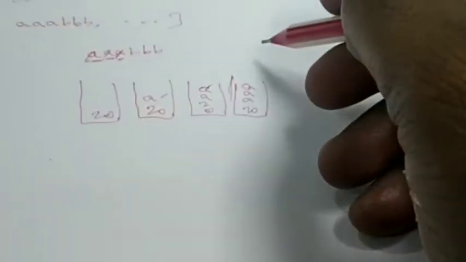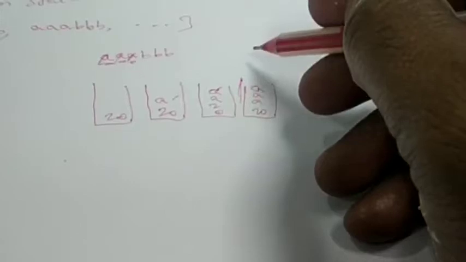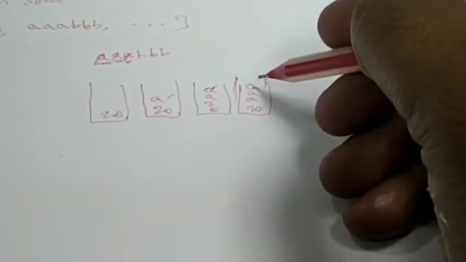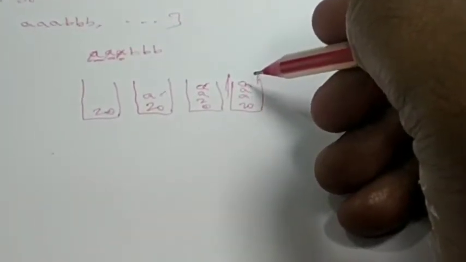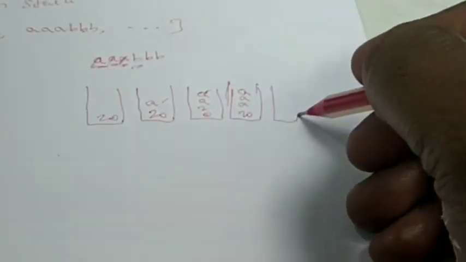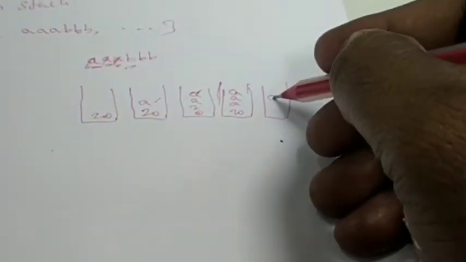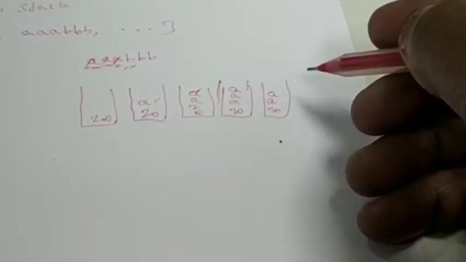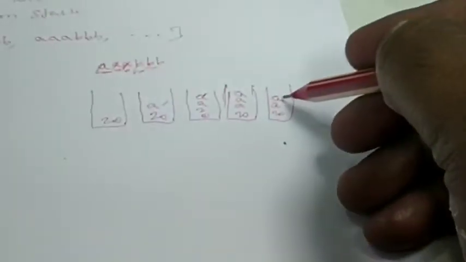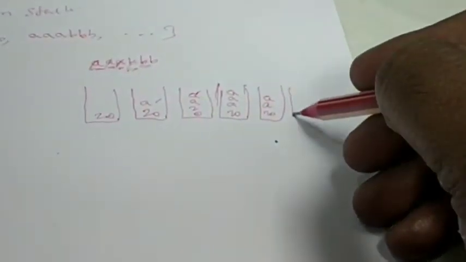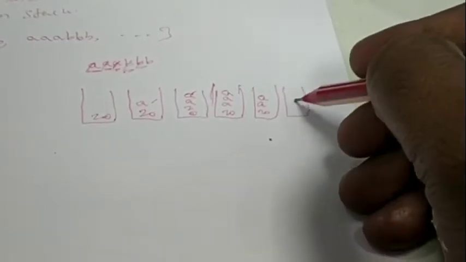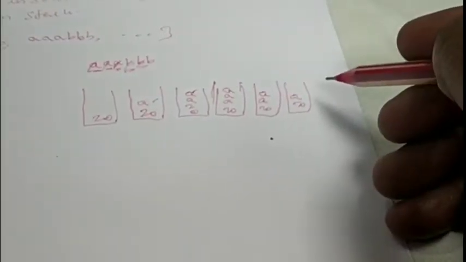Now the input is b. What does the logic say? Whenever you encounter b, you pop one a from the stack. So when this b comes, I pop one a from the stack. The topmost a gets popped out. Now what will be remaining? A A Z0. Now this goes off. Now the next b is there. When the next b comes, the topmost symbol is again a, and that also gets popped out. So what will be remaining? A Z0 will be remaining.